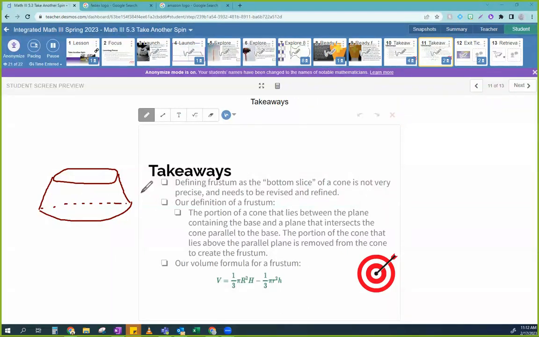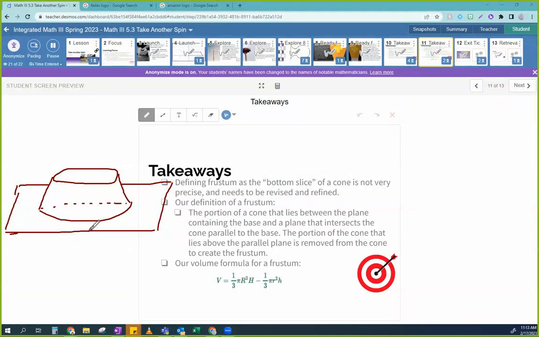One of the ways I would describe it is cone minus cone. Cone minus littler cone, cone minus top cone. But the book's definition says the portion of a cone that lies between the plane containing the base and a plane that's parallel to the base. Can you imagine that this cone is sitting on a piece of paper, meaning a plane? And I take another piece of paper that's parallel to this piece of paper.